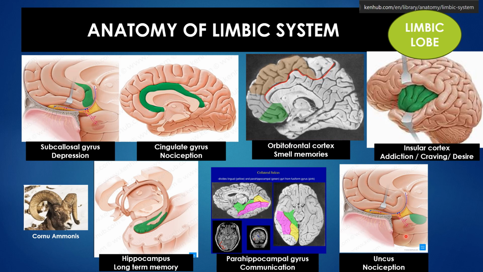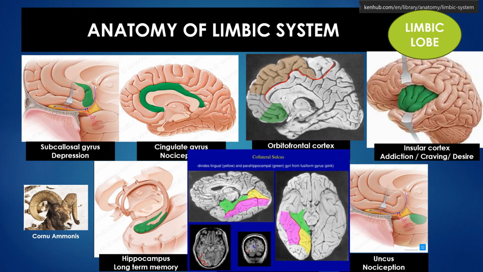The next component of it is the uncus. We'll see the details of the uncus later actually. The most medial and anterior-most part of the temporal lobe is called the uncus. This is something that we commonly report as the uncal herniation in case of CT and MRI. This deals with nociception. Last and most important thing is the hippocampal gyrus, which also plays an important role in communication.